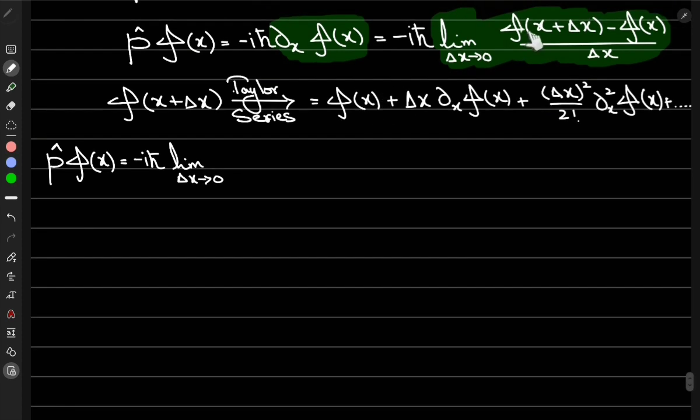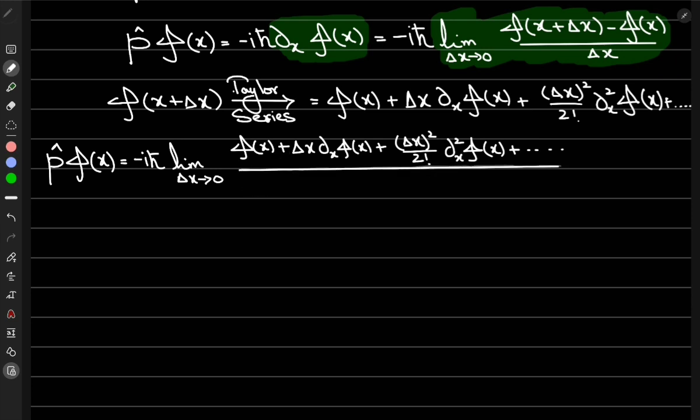Now for this thing, we are going to use this Taylor series expansion. So this becomes psi of x plus delta x partial derivative with respect to x of psi of x plus delta x squared over 2 factorial double partial derivative with respect to x of psi of x plus the other terms in this series, and then we have this delta x in the divisor. So in the denominator, right? So I'm going to write this like this, and delta x.